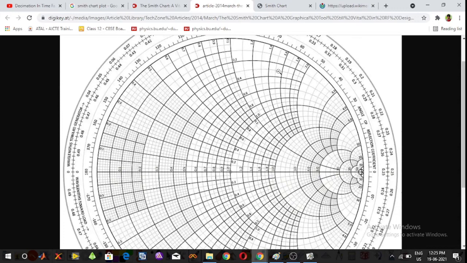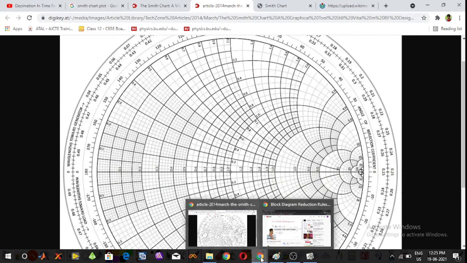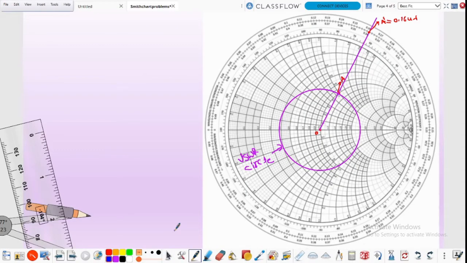After that, move the point A dash in the clockwise direction. How much distance? Lambda by 8 distance. Lambda by 8 means 0.125 lambda. So now A dash is 0.164 lambda, and that point A dash is moving in the clockwise direction. This is the clockwise direction.